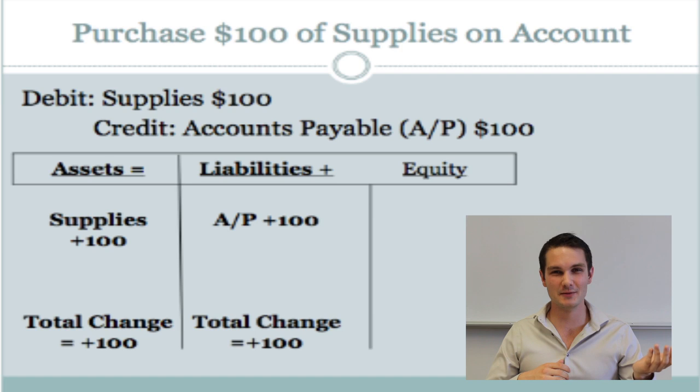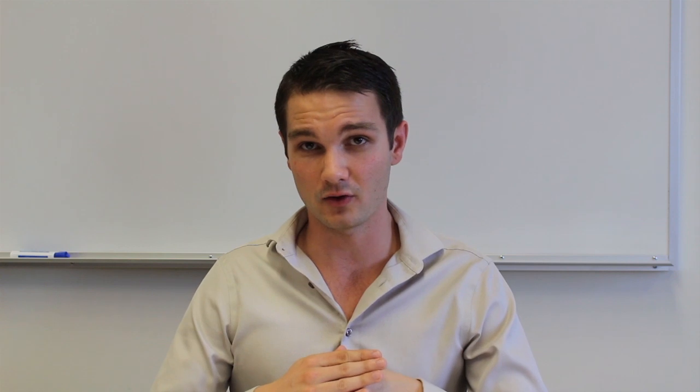Because assets have increased by $100 and liabilities have increased by $100, our accounting equation is in balance. Whenever anything's purchased on account, that means you're increasing a liability, generally accounts payable. If you remember this, every time you do this journal entry, you'll at least have the credit side of the journal entry.